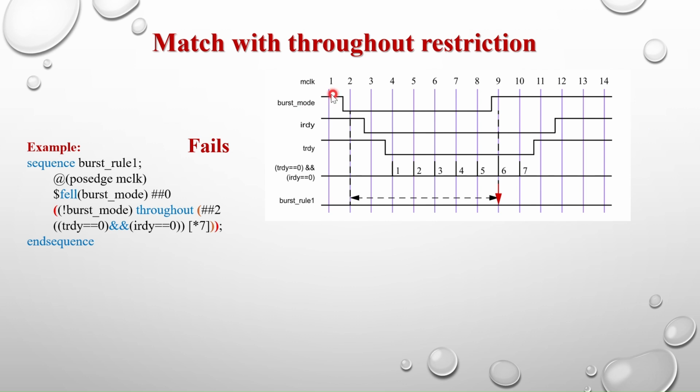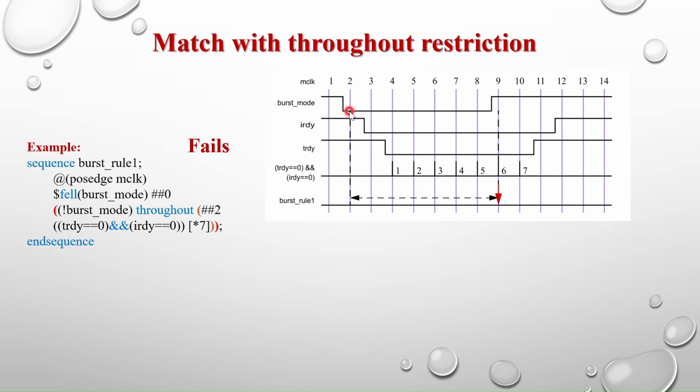Burst mode should be going from high to low. At this point it is going from high to low. At the positive edge of the clock, ##0 means at the same time and in the same clock tick, burst mode should be 0. Here is the burst mode. It is 0 in the second clock tick, going from high to low, so $fell of burst mode is true, and in the second clock tick burst mode is 0 throughout the sequence. What is the sequence?